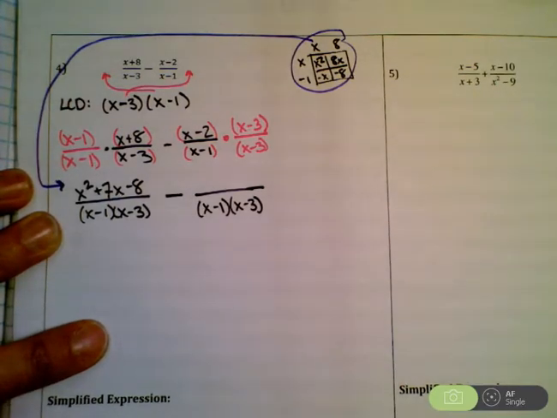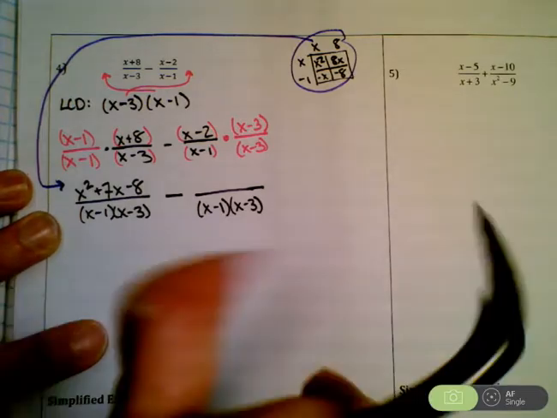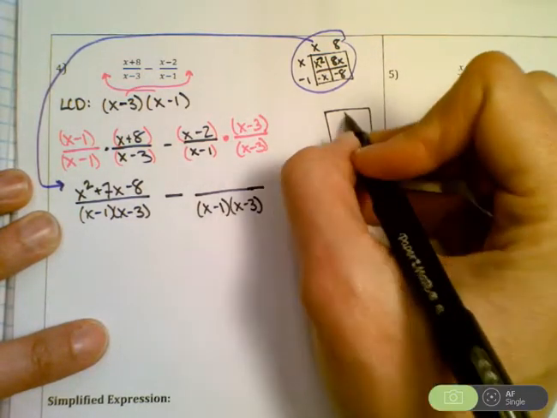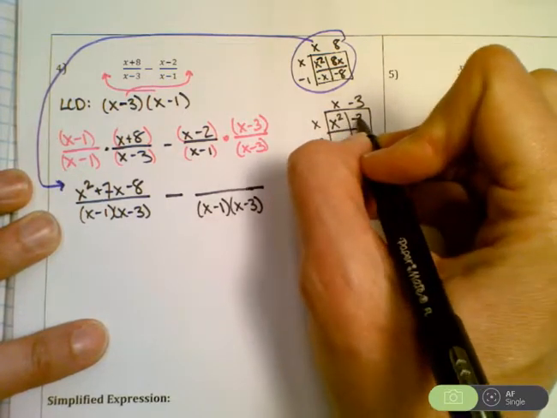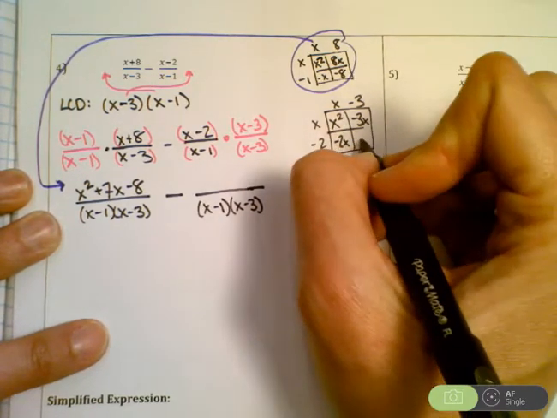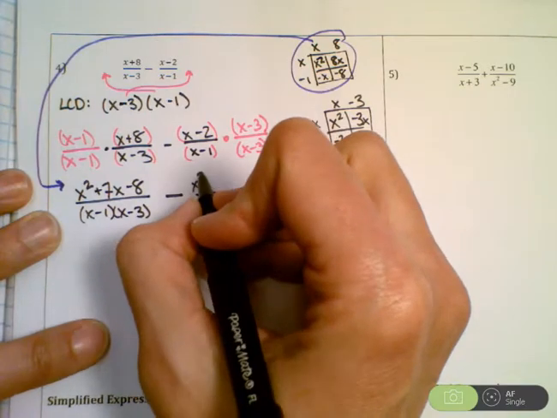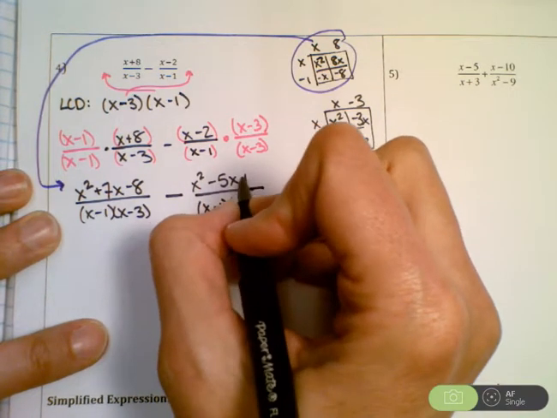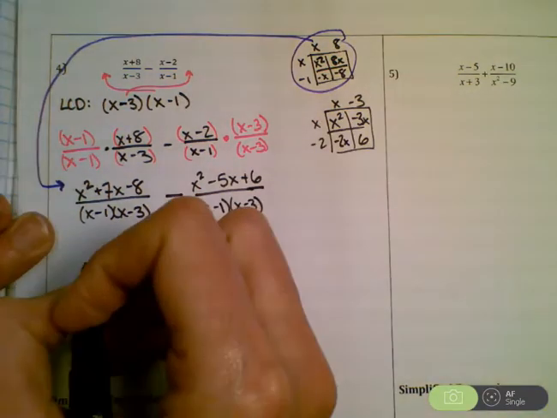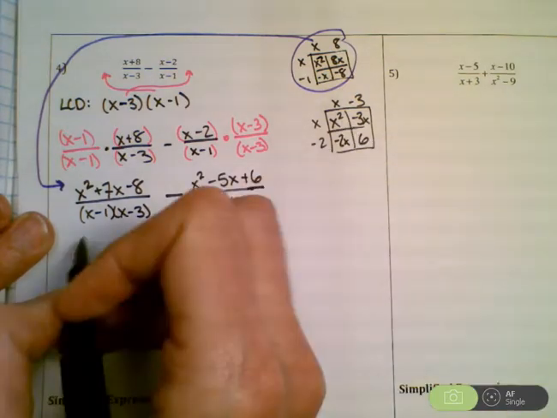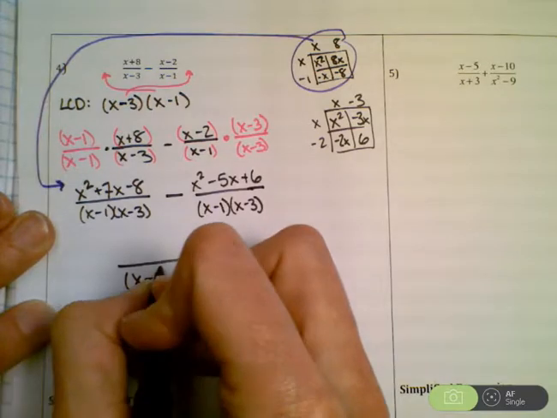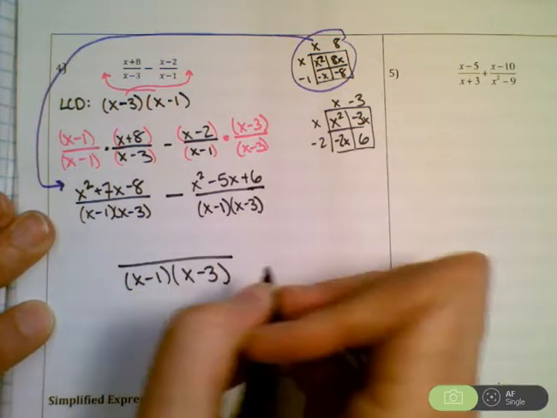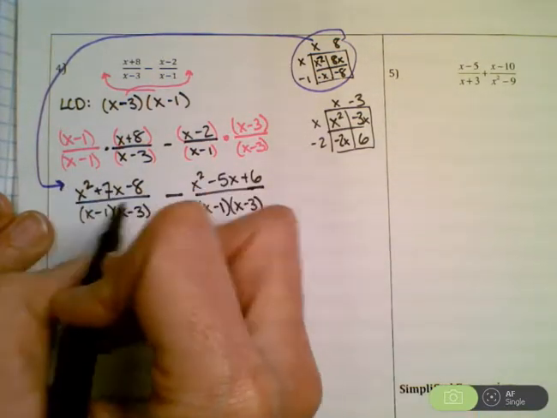And then for the second part, for the numerator, I need to do x minus 2 times x minus 3. So x minus 2 and x minus 3, x squared minus 3x minus 2x and 6. So x squared minus 5x plus 6. And now I have my common denominators. Those are not going to change, x minus 1, x minus 3. So I need to subtract all of this from all of this.